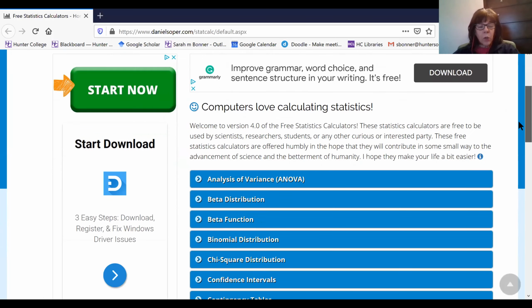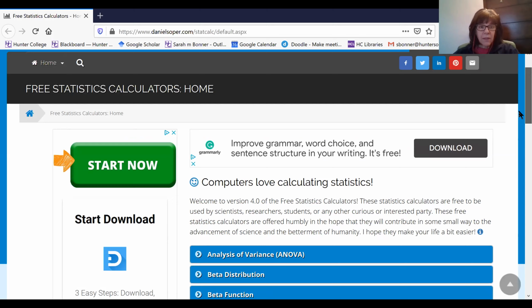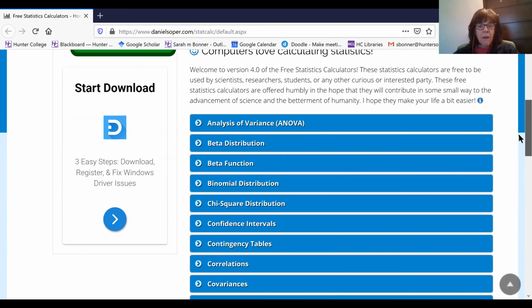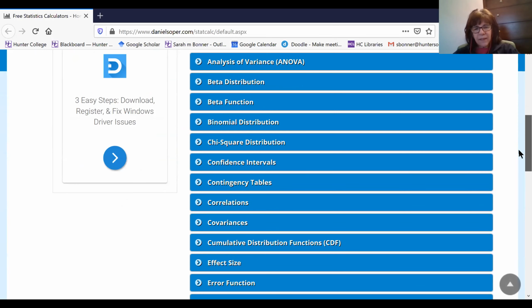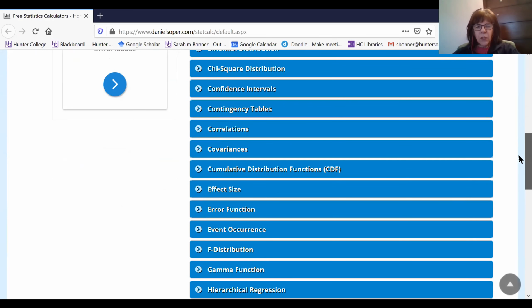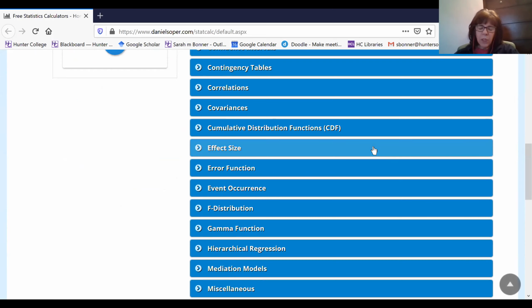Okay. So Daniel Soper's site has free statistics calculators for all kinds of things. Now, I never go into any of these, so I don't know what they're like. The only thing I ever go into is sometimes effect sizes, because you may have seen that in SPSS you have to hand calculate Cohen's d. It isn't given to you. It's really easy to hand calculate, but sometimes it's annoying. So there are a lot of online calculators that will do effect size for you.